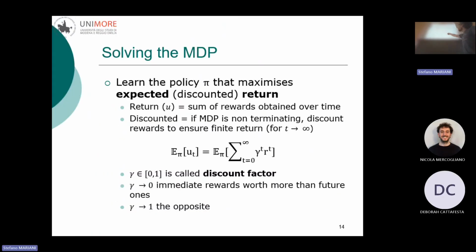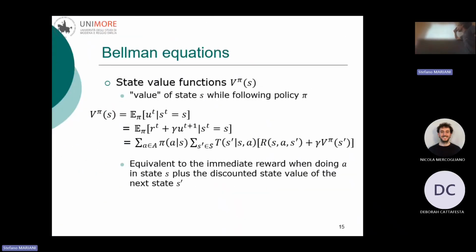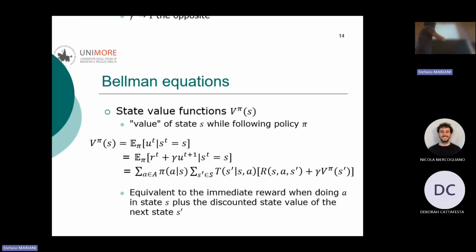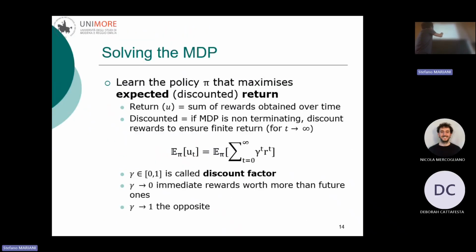Given our definition of expected discounted return, we can expand and say that the value of being in state S is the immediate reward that I get in the state in which I am, plus, obviously, the discounted return from that state onwards. So we are just expanding the definition of the expected return in one step.